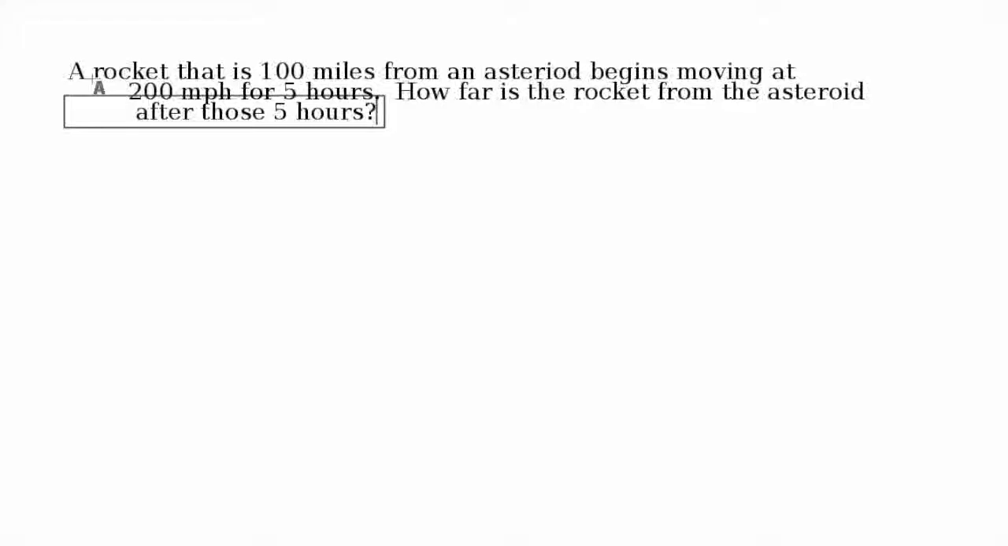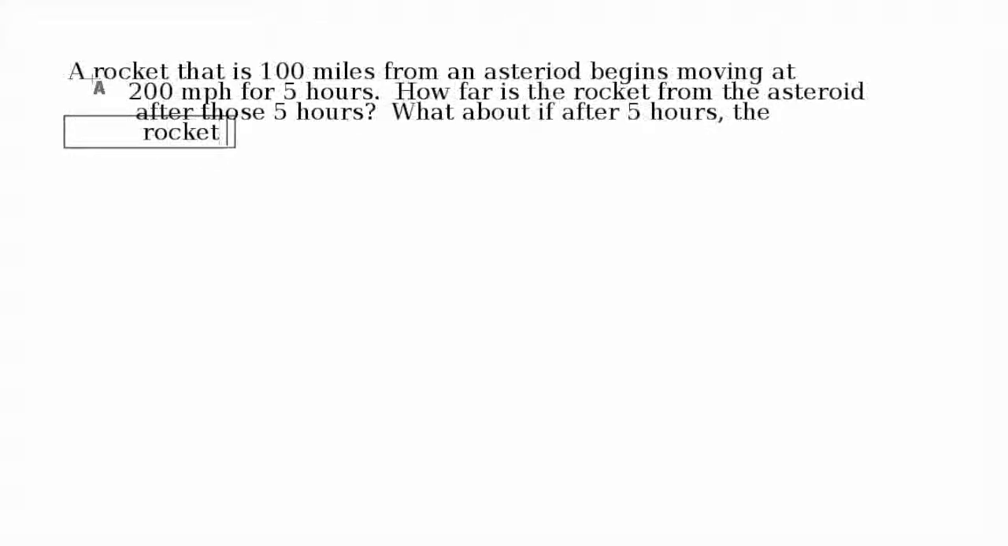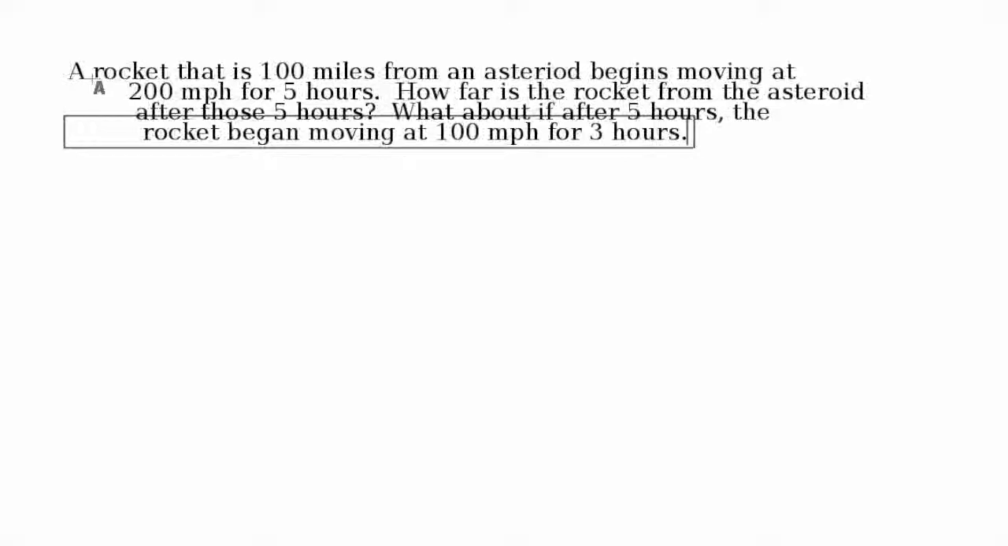Actually, let's add another piece. What about if after 5 hours the rocket began moving at 100 miles per hour for 3 hours? So can you find out where it's going to be after that second phase? Okay, so two reasons that this is a little more complicated. We have two different speeds, and we also have an initial position that's not 0. It starts out 100 miles from the asteroid.